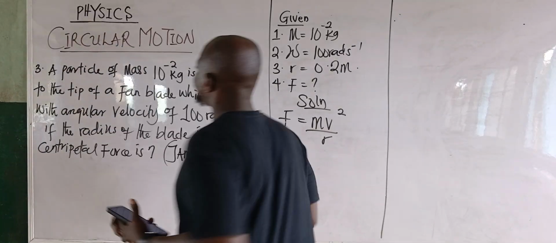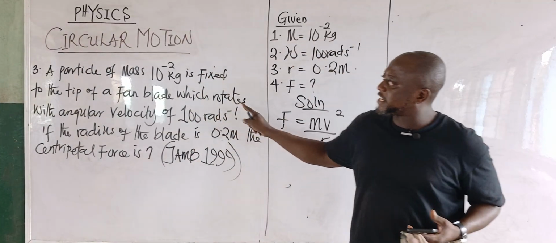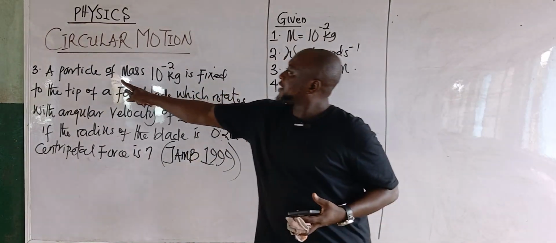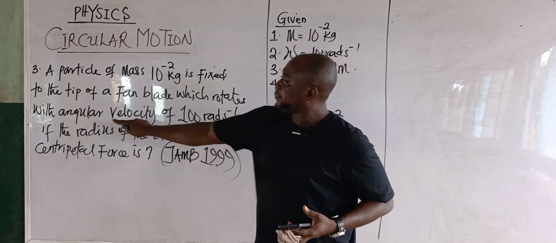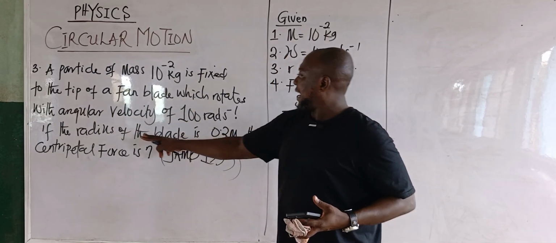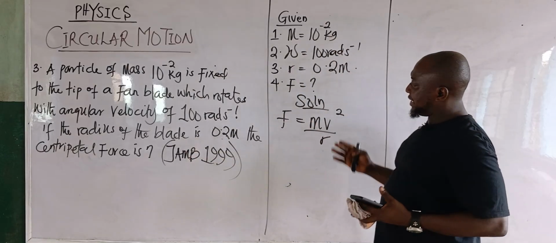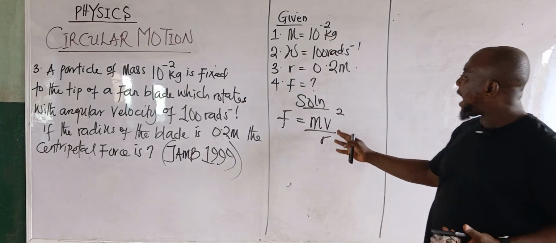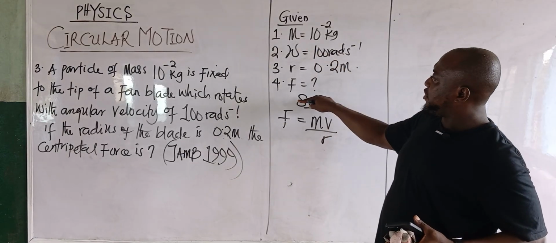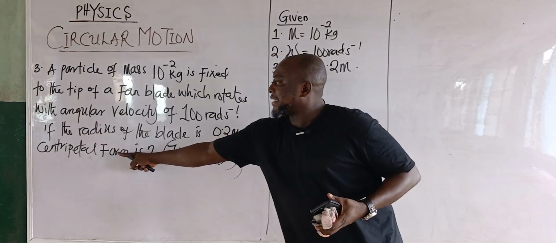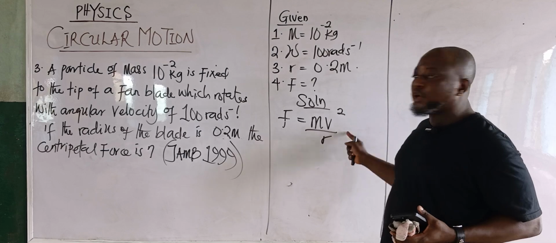Okay, so we have this as my number 3 question. We are told that the particle of mass this is fixed to a tip of a fan blade which rotates with an angular velocity of this, and so this is what is given. But observe we don't have v. There is no v here, because we have to look for the centripetal force. So using this formula, we don't know V.